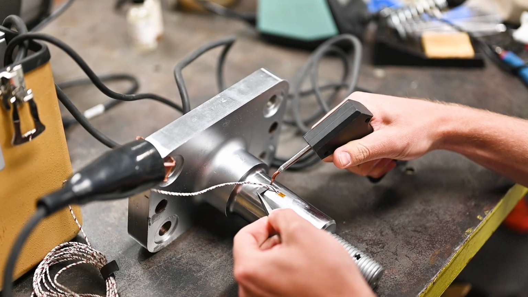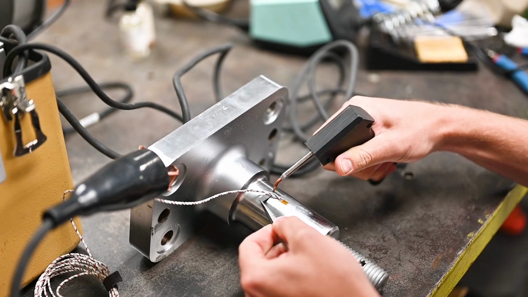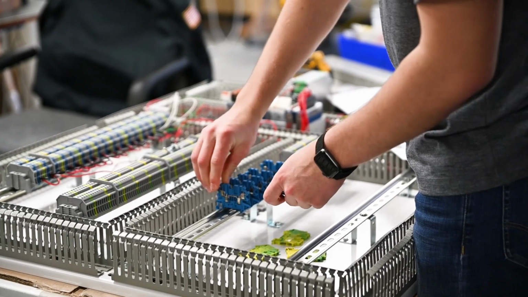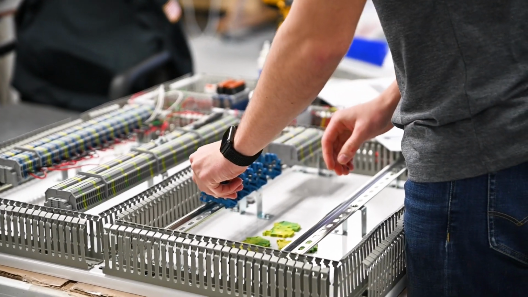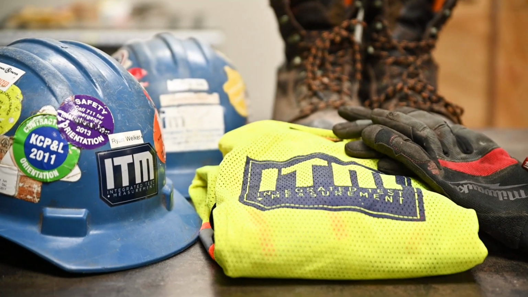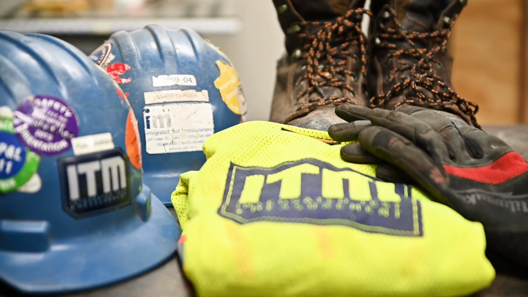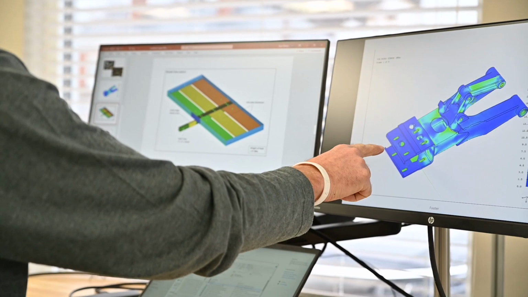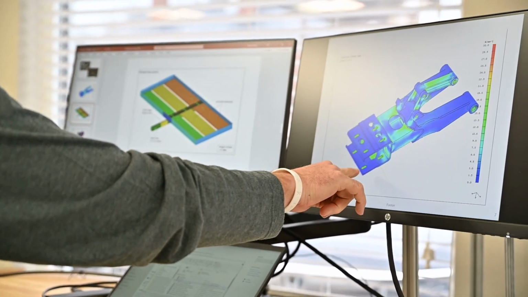Test it, break it, then test it again. We deliver answers, solve problems, and improve processes. We've been reducing costs and enhancing efficiencies for decades. We don't make products, we make products better.